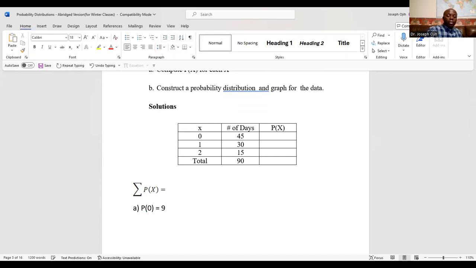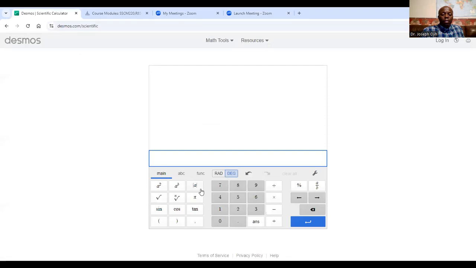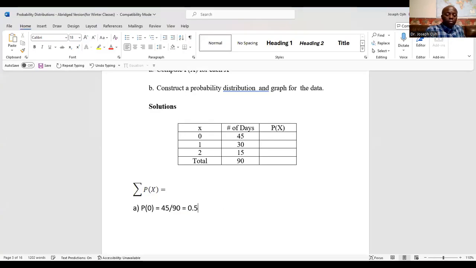Because on 45 days, they didn't rent it. So out of 90, 45 over 90, which will give us 45 divided by 90. That is 0.5. So we have 0.50 for 0.